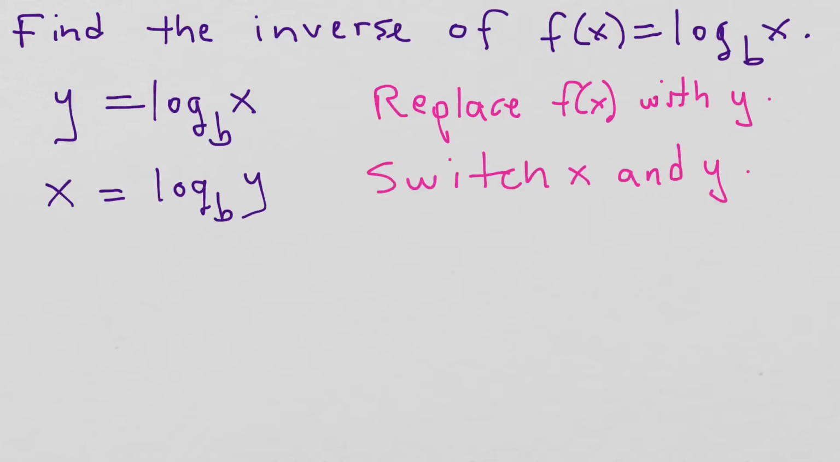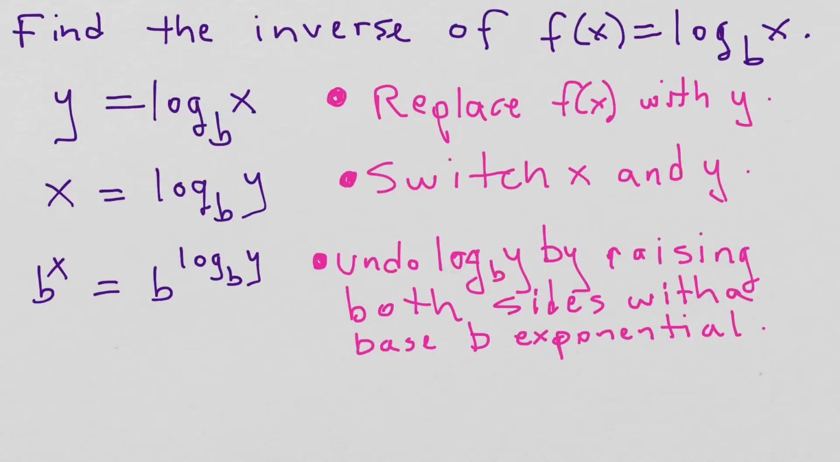And the next thing we're going to do is solve for y. In order to solve for y, I'm going to raise both sides by the base b. So b to the x and b to the log base b of y. What that allows me to do is cross out b and log b there, so I'm left with y. So I'm going to say b to the x is equal to y, or if I say this way, y is equal to b to the x.